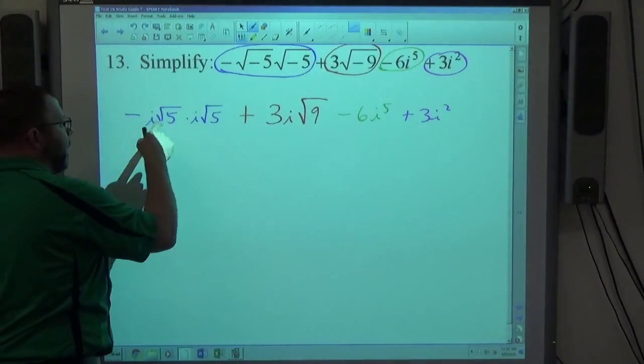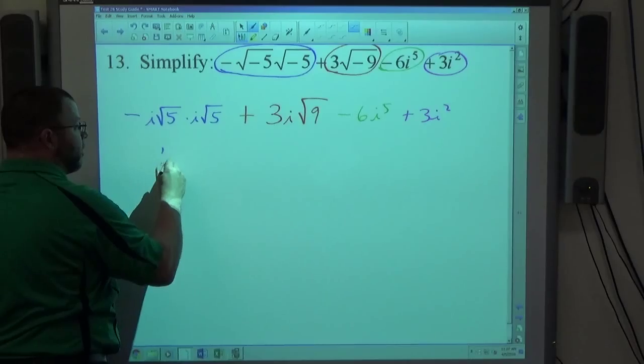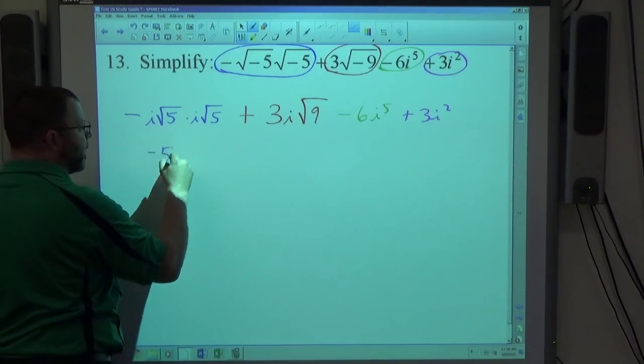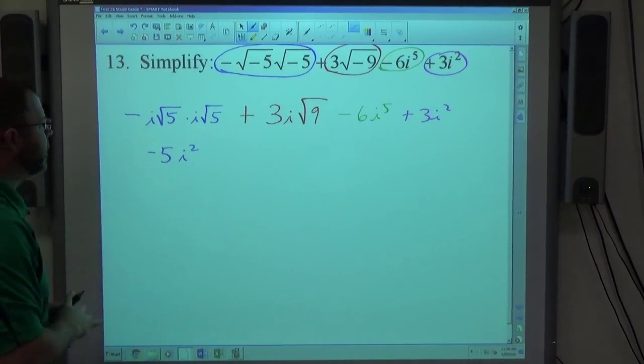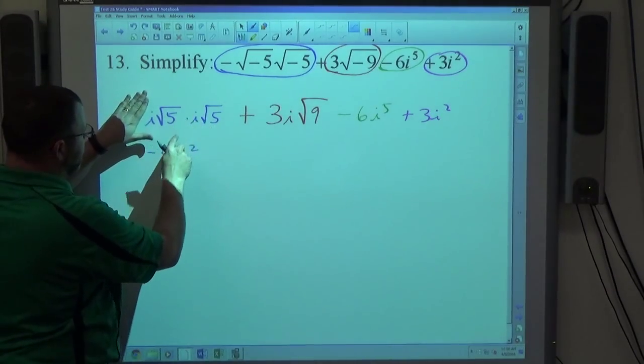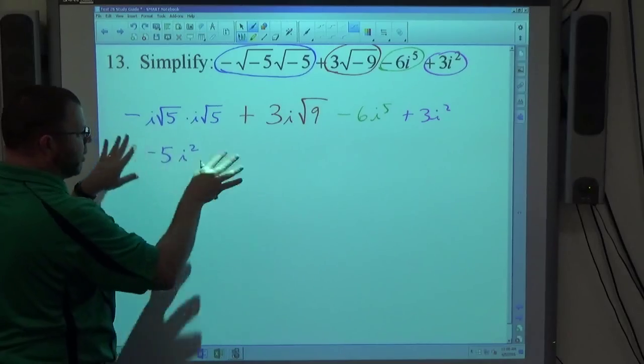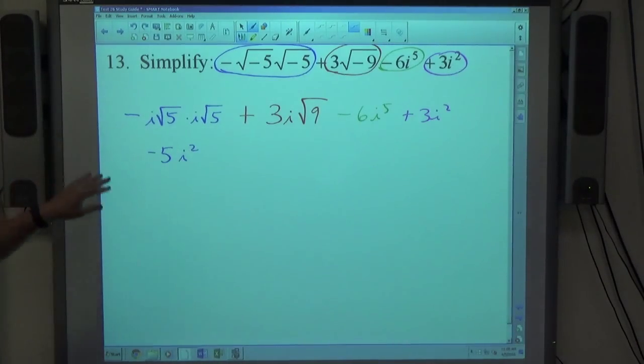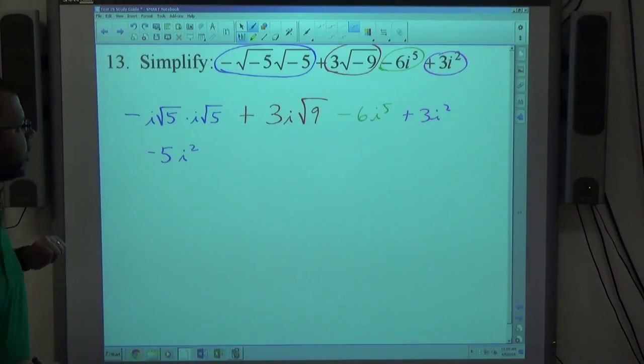Okay, right here. Square root of 5 times square root of 5 makes 5. The minus sign makes it negative. i times i is i squared. Again, let the signs be what they are. There's a single minus sign. Everything else is positive. So square root times square root makes 5. i and i make i squared. I know i squared is negative 1. Don't worry about that yet. Just get the sign what it is.